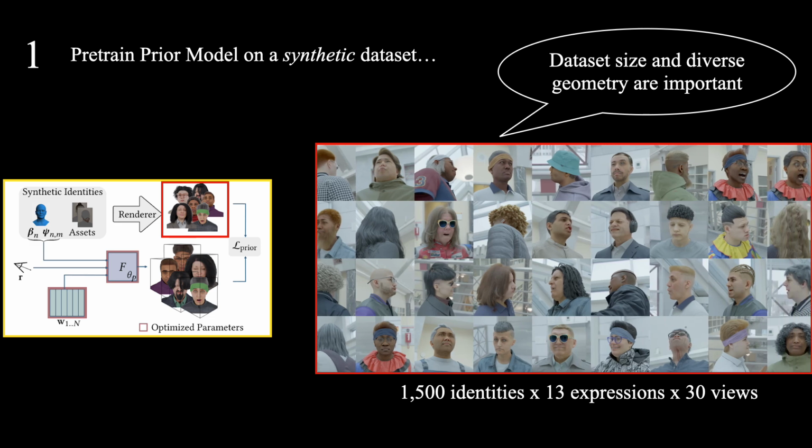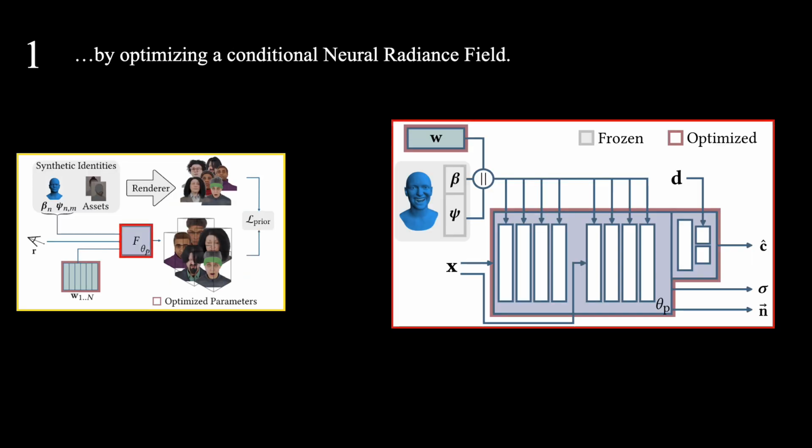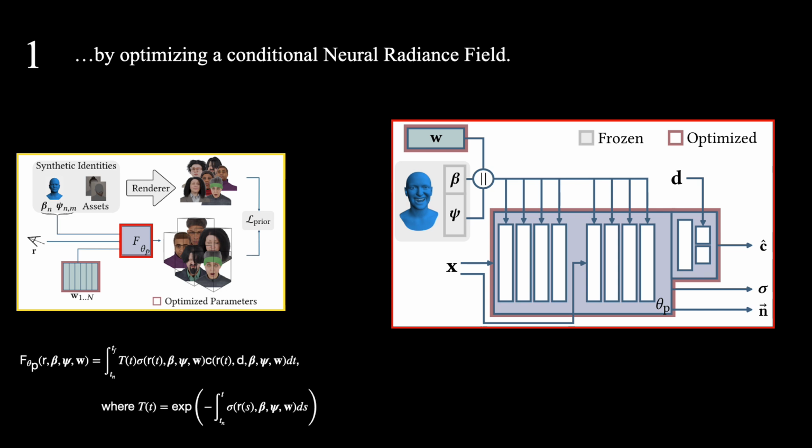Now, given this dataset, we can optimize our prior model. Our prior model is implemented as a conditional neural radiance field with a MipNeRF 360 backbone. The modification we make to MipNeRF 360 is that we condition it on the 3D morphable model parameters for identity, beta, and expression, psi. So the NeRF rendering equation changes to this conditional formulation. In addition, we inject additional information from a latent code W. The latent code W represents all the out-of-3DMM characteristics like clothing and appearance.